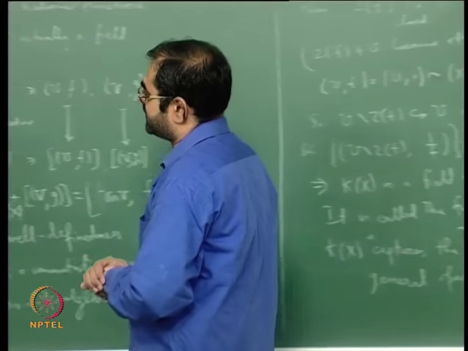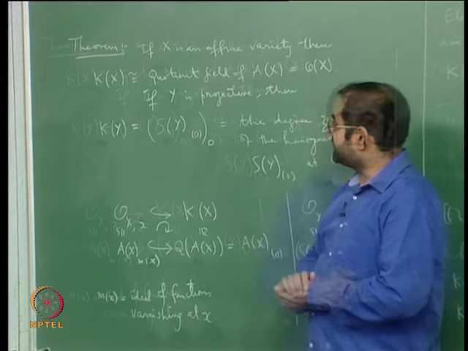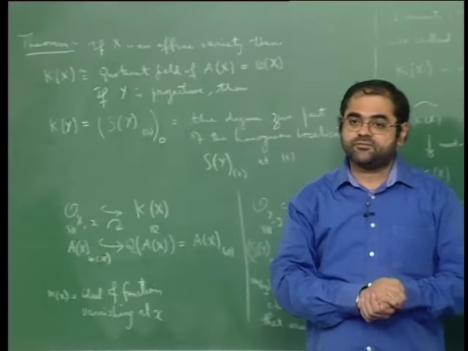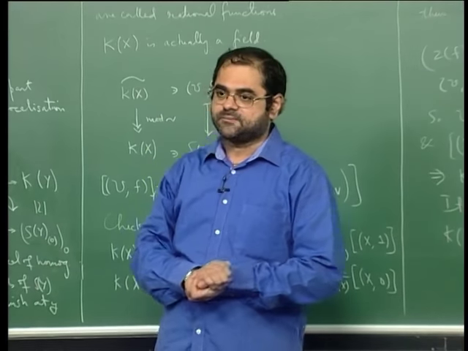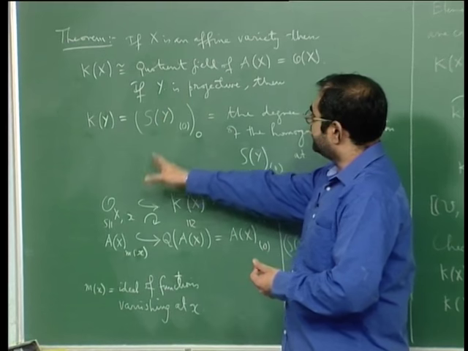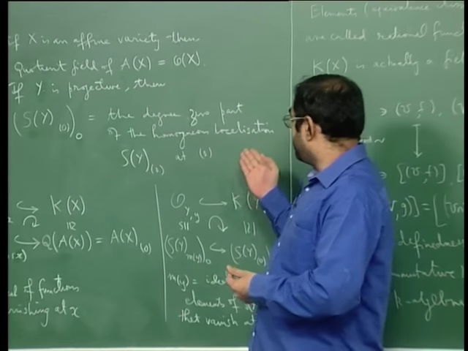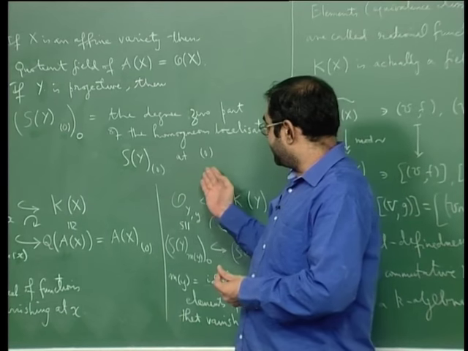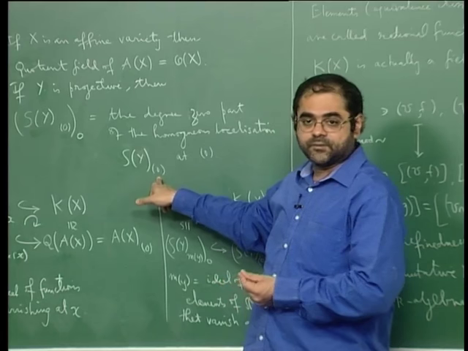Let's continue with what we were doing in the previous lecture. I am trying to prove this theorem that if X is an affine variety, then the function field of X is just the quotient field of the affine coordinate ring of X, which is the same as the ring of regular functions on X. And if Y is a projective variety, then the function field of Y is actually the degree 0 part of the homogeneous localization at 0.